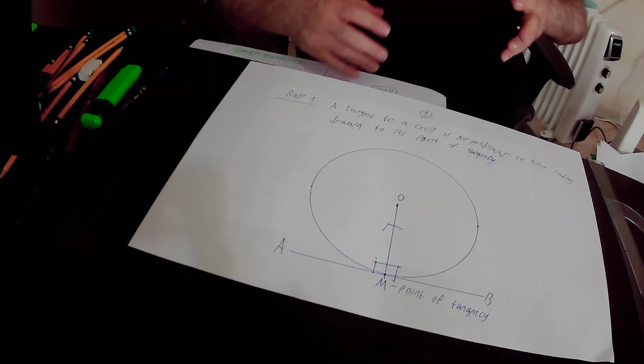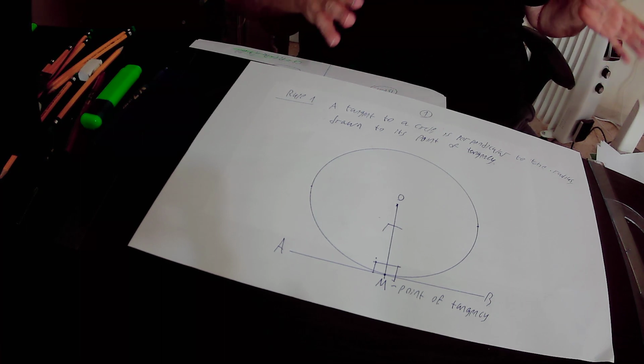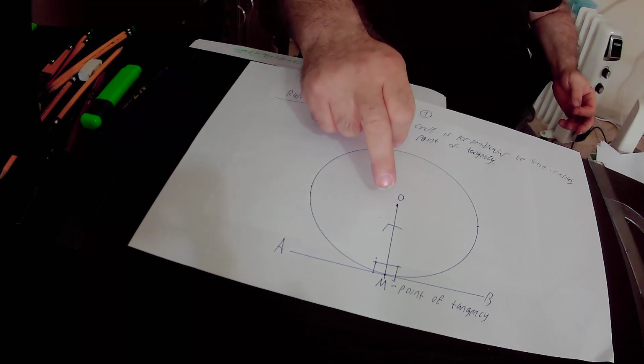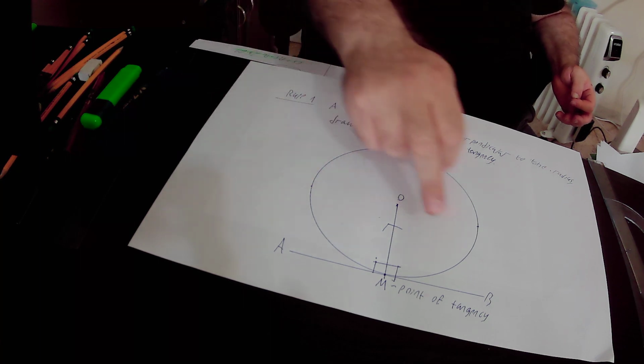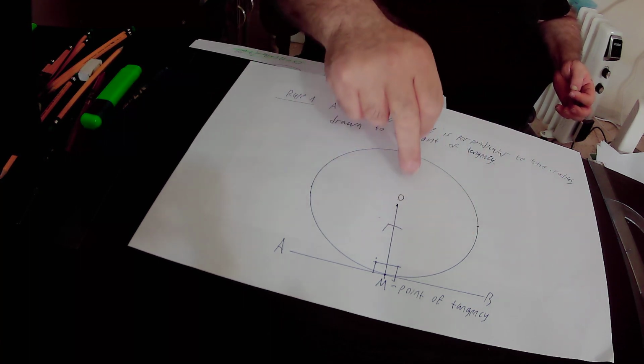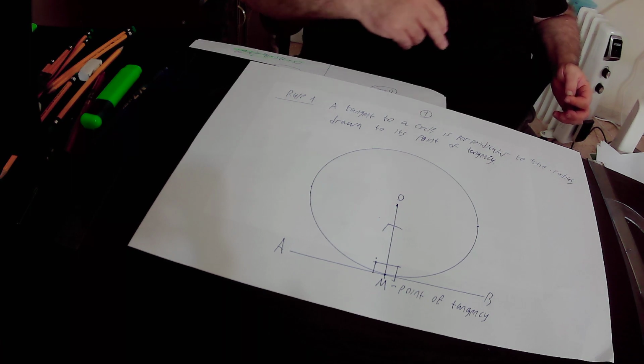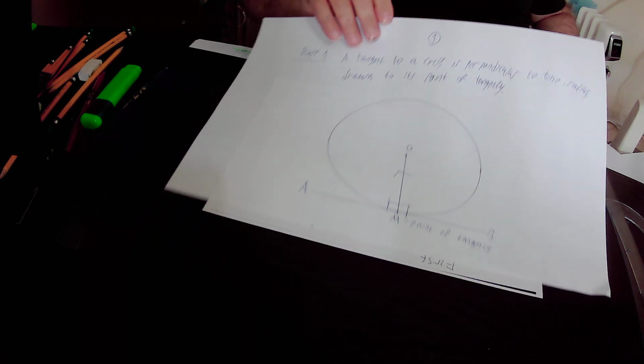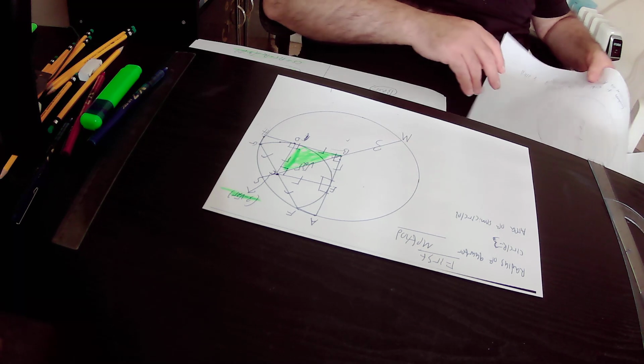Okay, so whenever you have a radius that is drawn to the point of tangency, like in this drawing, then the tangent will be perpendicular to that radius. In this case, AB perpendicular to MO. So we can implement rule number 1 in our drawing.